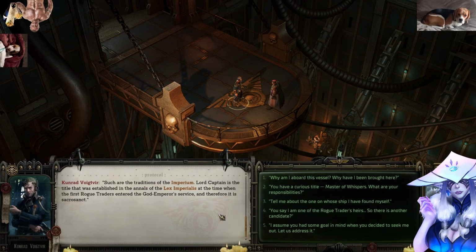Such are the traditions of the Imperium. Lord Captain is the title that was established in the annals of the Lex Imperialis, at the time when the first rogue traders entered the God Emperor's service. And therefore, it is sacrosanct.